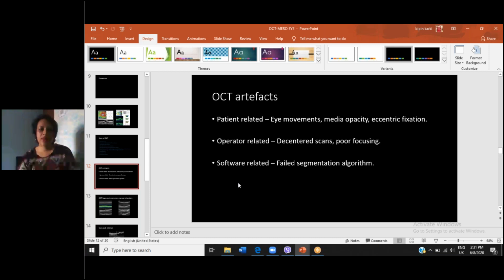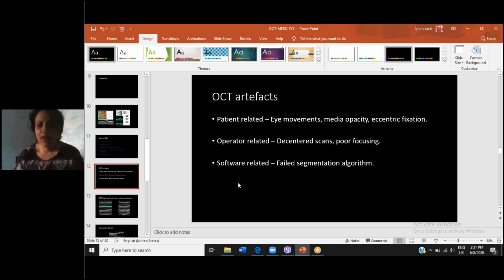Now, there could be some software-related artifacts as well. If the segmentation algorithm in that machine is for some reason not working, or not calibrated properly, then you're bound to get a poor quality OCT, and you have to look at that as well.